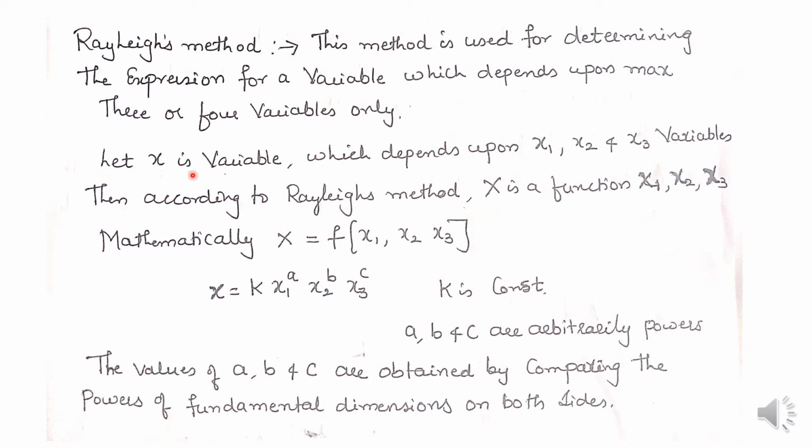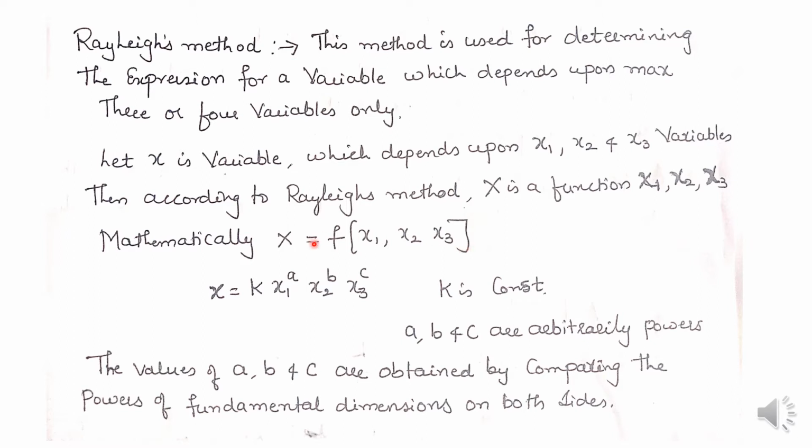So let us take that x is a variable. Any variable we will take. This x depends upon the variables x1, x2 and x3. Then according to Rayleigh's method, how do we write this equation? We will write x is a function of x1, x2, x3. Mathematically, x is equal to a function of x1, x2 and x3.